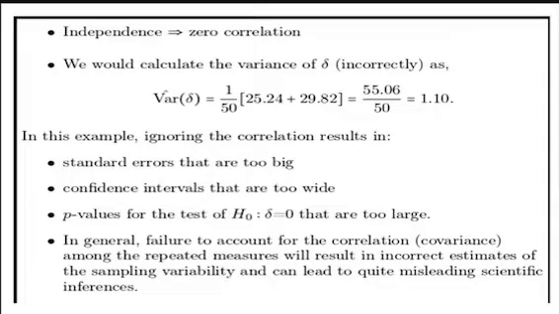Any question? And that was why I said, in general, failure to account for the correlation or covariance among the repeated measures will result in incorrect estimates of the sampling variability and can lead to quite misleading scientific inferences. We've witnessed this most of the time, where researchers don't really care about investigating whether assumptions hold. Assumptions are very, very important.